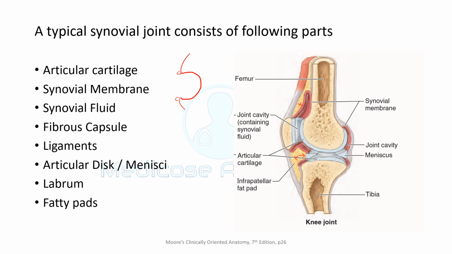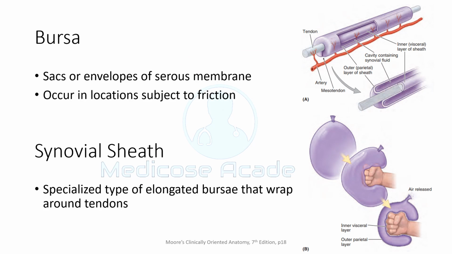Remember them, as it is a very frequently asked question: name the six typical components of a synovial joint. What is a bursa? It is a sac of serous membrane filled with serous fluid, and it is usually present between two surfaces that are undergoing friction. It may be between the tendon and the muscle, between the tendon and the bone, or between the muscle and the skin. A synovial sheath is basically a specialized type of bursa, where the bursa wraps the tendon and facilitates the to-and-fro movement of the tendon in a confined space.